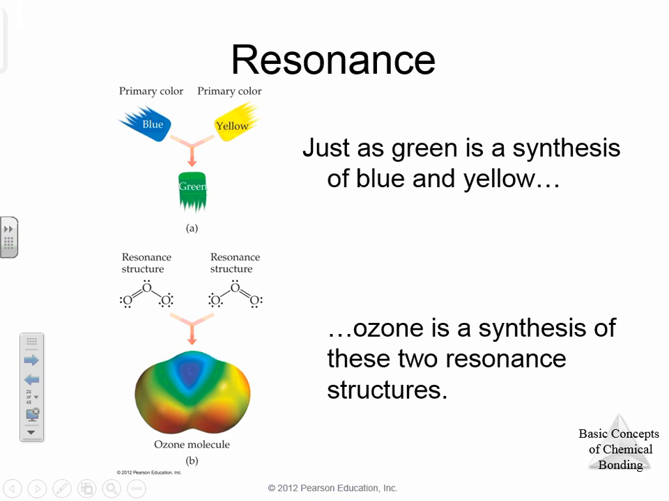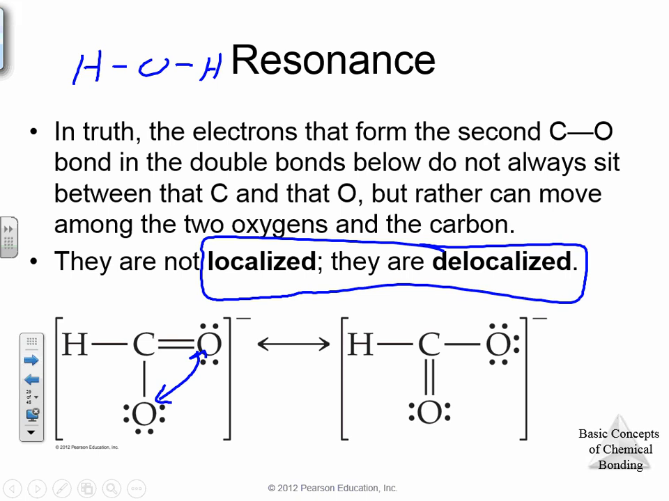If we look at another example of resonance, here's ozone. You have blue, green, and yellow. You can see how ozone is a combination of those two. Don't get caught up on the molecule diagram. But what we have here is resonance, which involves localized versus delocalized electrons. Localized means the bond is stuck in place. Delocalized means the electrons are moving. Localized means they're in one spot. Delocalized means they can be in many spots.